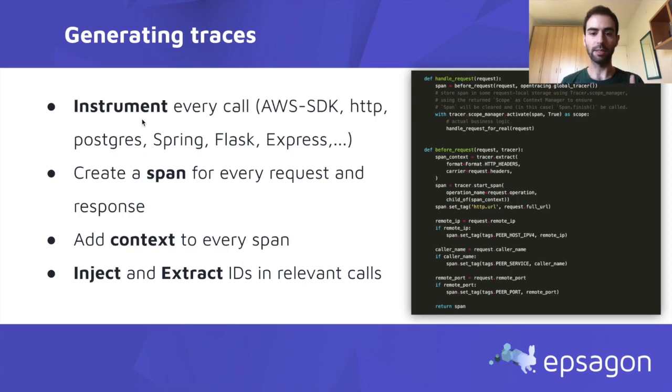This instrumentation means that you need to go for every library, for every framework, for every code language that you're doing to capture this information, to understand exactly what happened. Now, once you're capturing this kind of operation, you need to create a span. Span is a part of the OpenTracing terminology and also OpenTelemetry terminology.